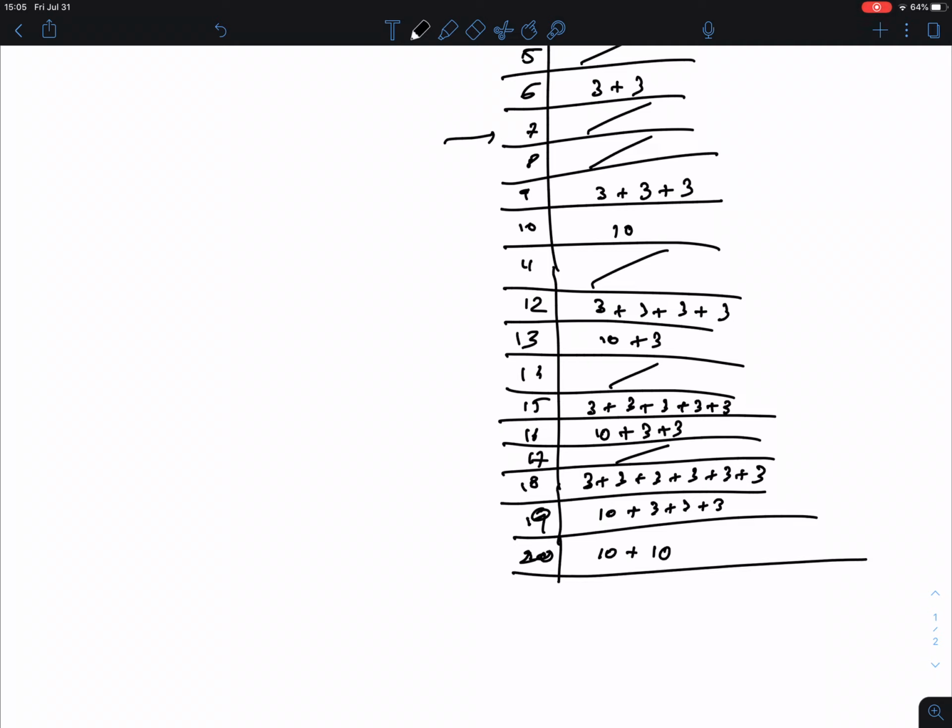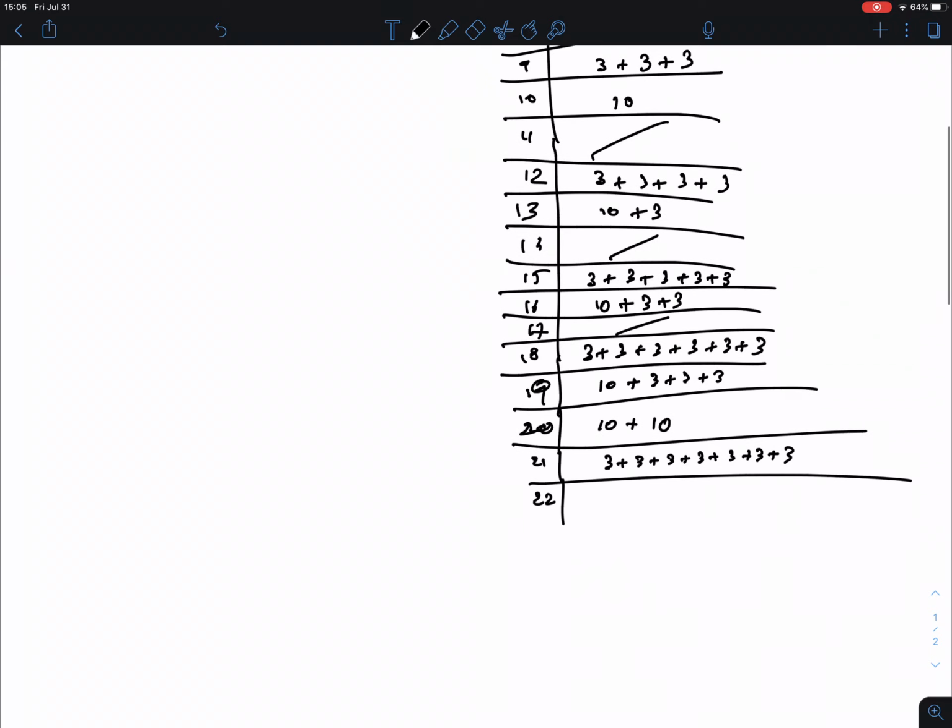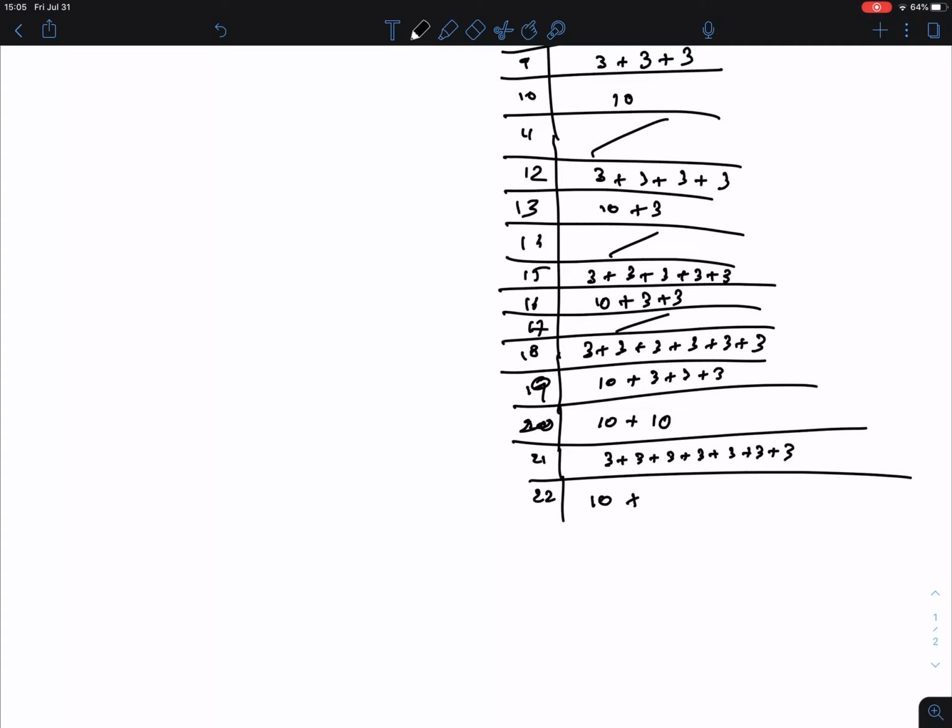Okay. So now 21 is a multiple of 3, so that definitely can be done. 7 threes: 1, 2, 3, 4, 5, 6, 7. Okay. 22. Now that might be the first challenge. Let's think about it. Can I do this? With 2 tens, I cannot do it, but I can do it with 1 ten, because then it's 10 plus 12, and that 12 I can do this way.